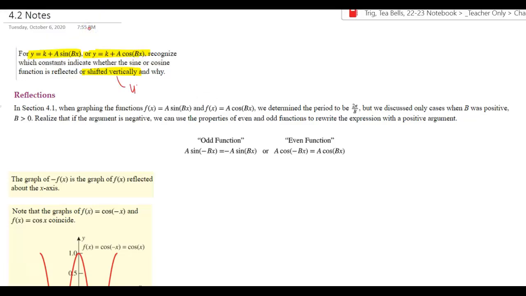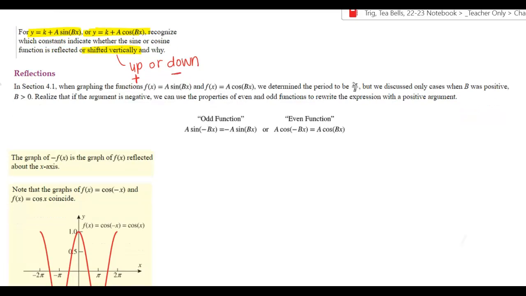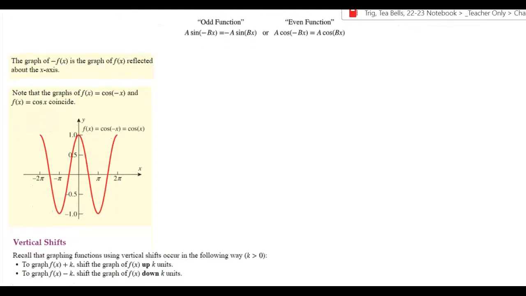So vertically, remember, is up or down. Okay. The nice thing about a vertical shift is that we're going to actually do what it says. So if it's positive, it's going to go up. If it's negative, it's going to go down. Okay, that says that down here in our vertical shifts at the bottom of the screen. If our function is being added by a constant, we go up. If it's being subtracted, we go down.